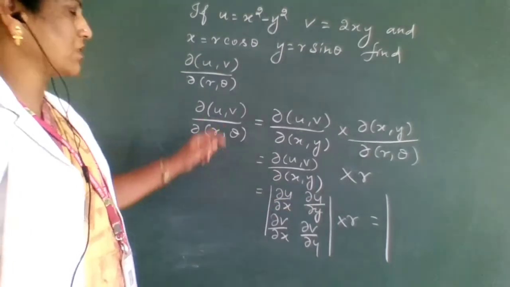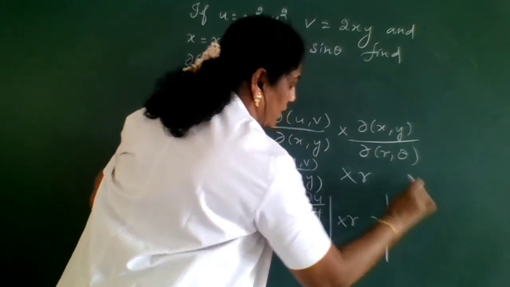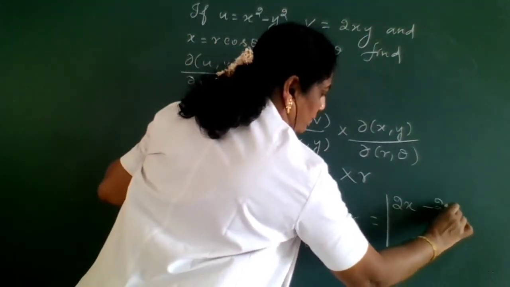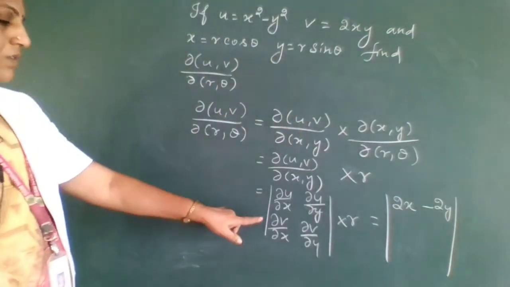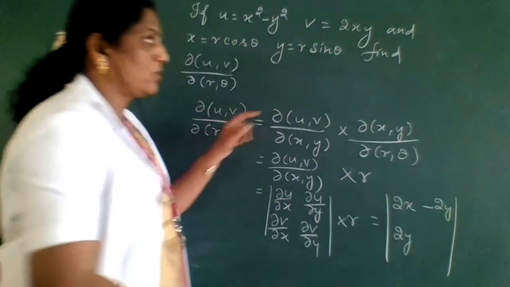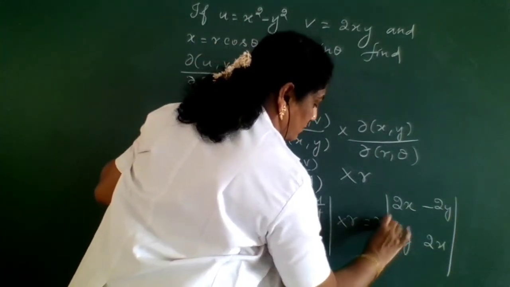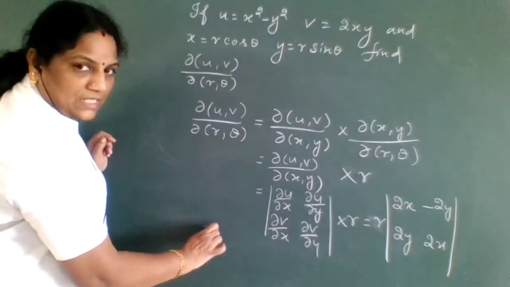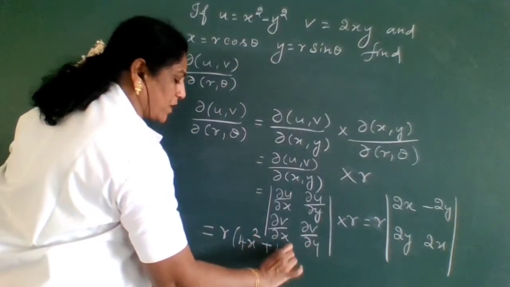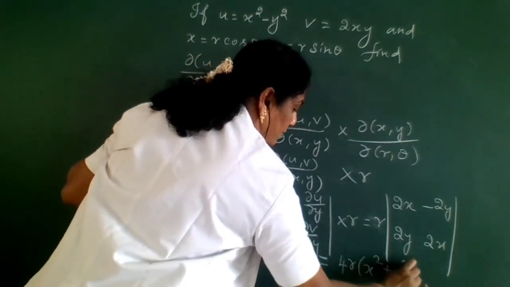Now we put the values here. ∂u/∂x equals 2x, and ∂u/∂y equals minus 2y. Next, ∂v/∂x equals 2y, and ∂v/∂y equals 2x. Here we have r. So that is equal to r times (4x squared plus 4y squared). Take 4 outside, so x squared plus y squared.